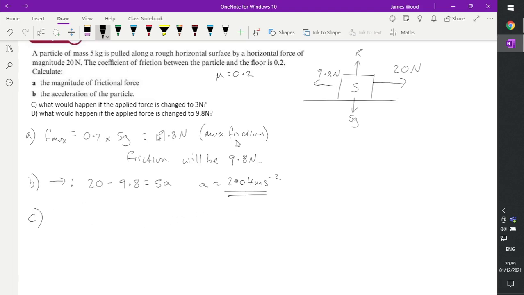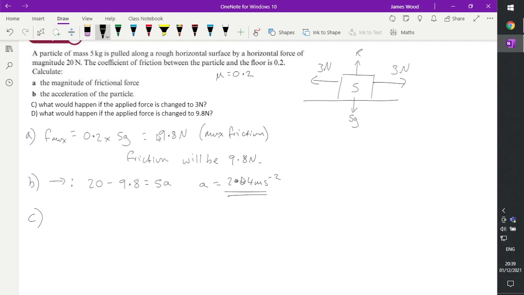Now, part C, what would happen if the applied force is changed to 3 newtons? So we're just going to get rid of these forces here. So instead of 20, it's now going to be 3 newtons. Now, the maximum available friction is 9.8. So what's going to happen is friction will now be 3 newtons as well.